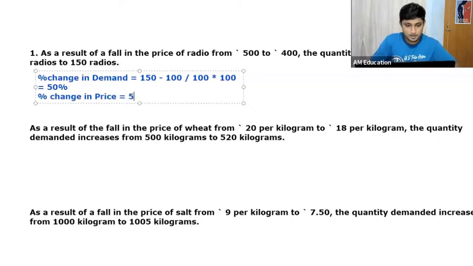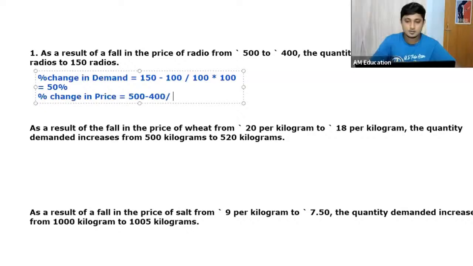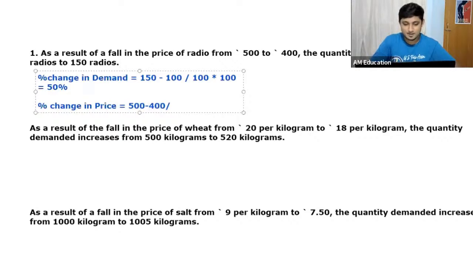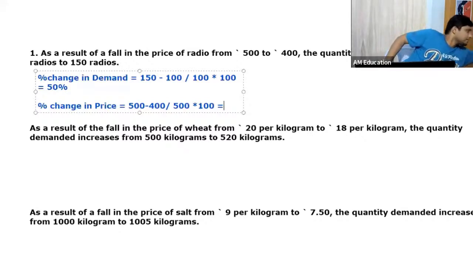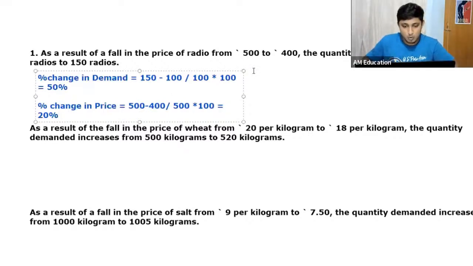And what is the percentage change in price? 500 minus 400 divided by 500, into 100. It will give us how much? 100 by 500 into 100. You guys have calculators or not? 20%, sir. Lovely, guys. 20%. So now what should I do?